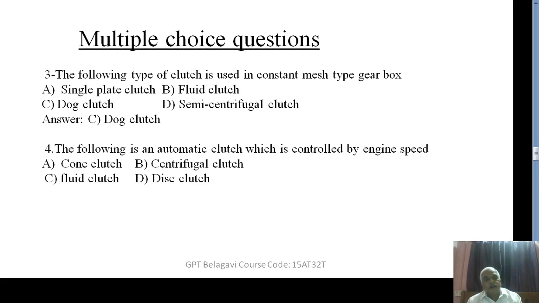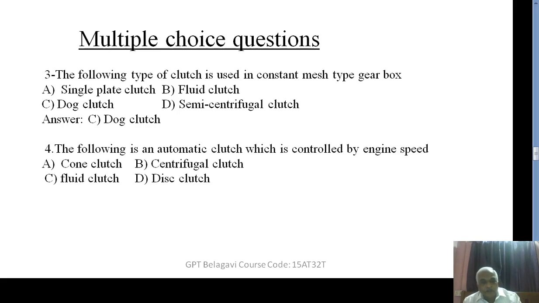Then next question is, the following is an automatic clutch which is controlled by the engine speed. One is the cone clutch, second one is the centrifugal clutch, third one is the fluid clutch, and the fourth one is a disc clutch.